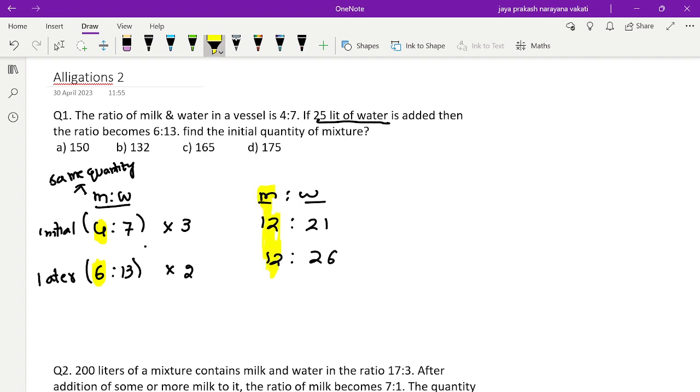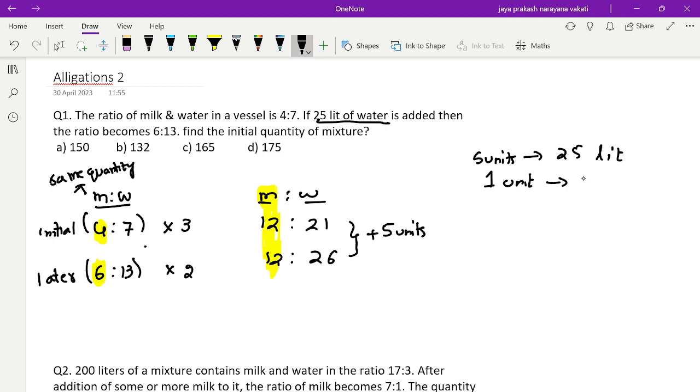So now, simple, what you need to do: just check how much. This ratio is in proportion right now, and in this only water is added. How many units? 5 units. Where in the problem is it given? 5 units is how many liters? 25 liters. So 5 units is 25 liters. So 1 unit is 25 upon 5, 5 liters. Fine, I got the 1 unit value.